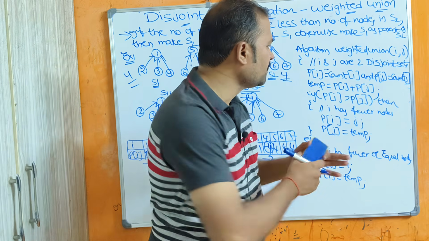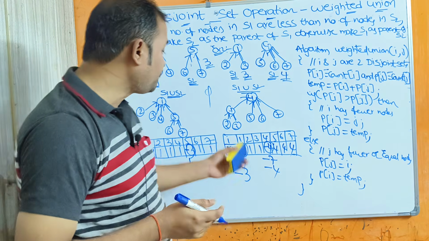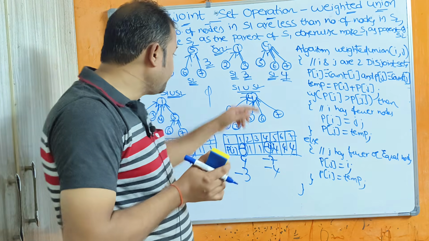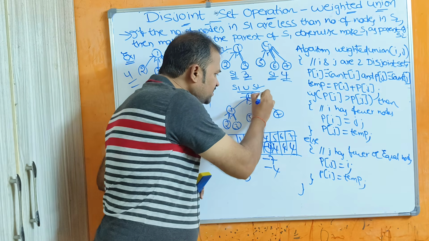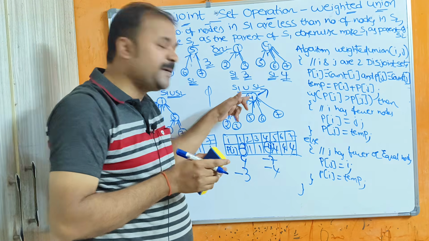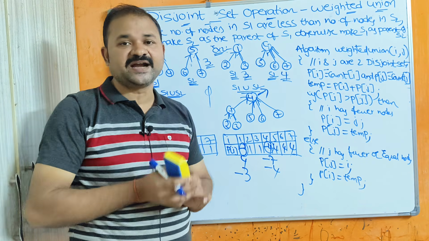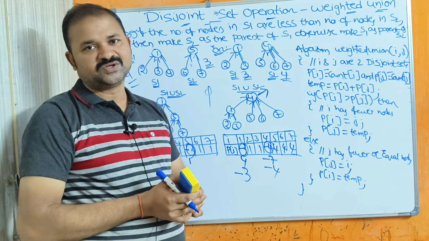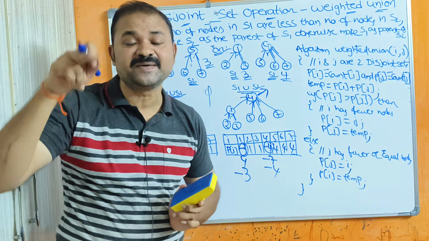So P of j equal to minus count of j. Next, after performing the weighted union operation, the parent value of the root node will change. So what will this 4's parent contain? The total number of nodes present in the entire tree. Here we have 3, here we have 4. So 3 plus 4 is nothing but 7.